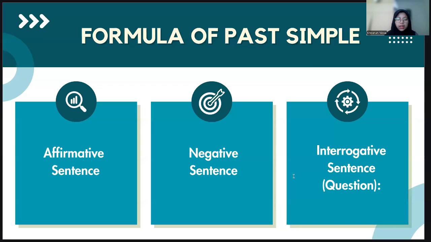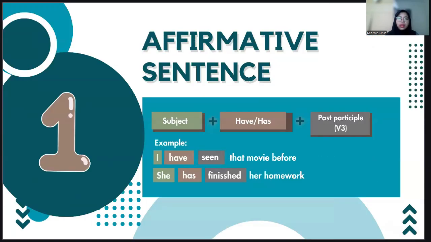Okay, same as before, we have the formula of present perfect for affirmative, negative, and interrogative sentences. For the affirmative sentence, the formula is subject plus have or has plus past participle, or verb 3. For example, I have seen that movie before. Seen is the verb 3 from see. She has finished her homework. Finished is verb 3 from finish.